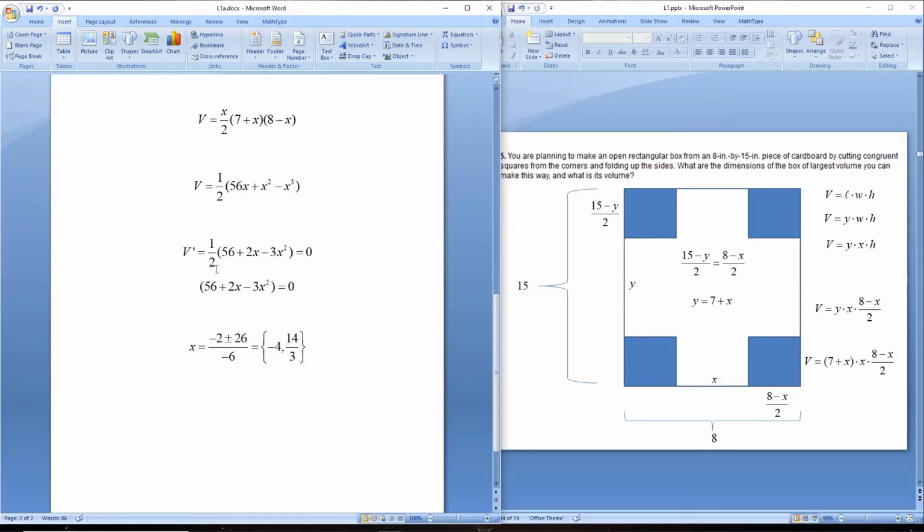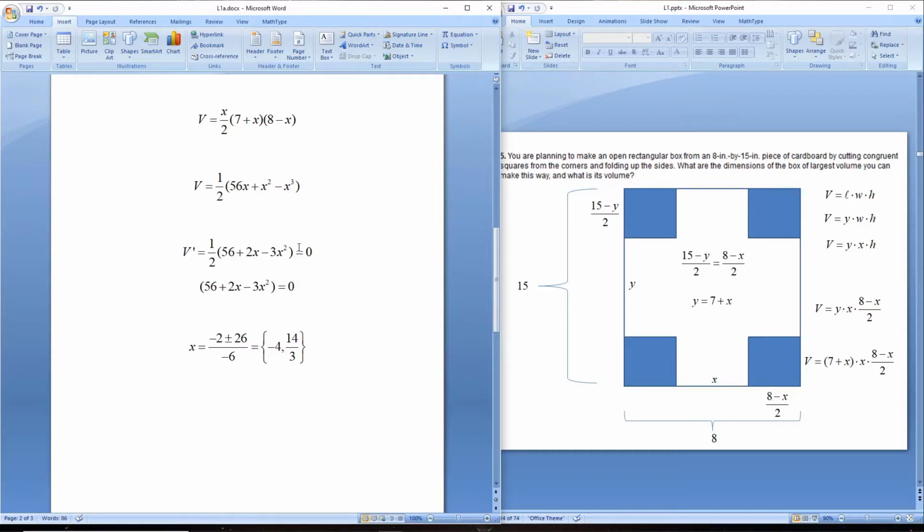We check the derivative for any failures. There's no failures, no division by 0, no square roots. So these are our two critical numbers. And which one is the max and which one is the min? A new thing I'm going to talk about here, something quick we can do, is look to the second derivative.